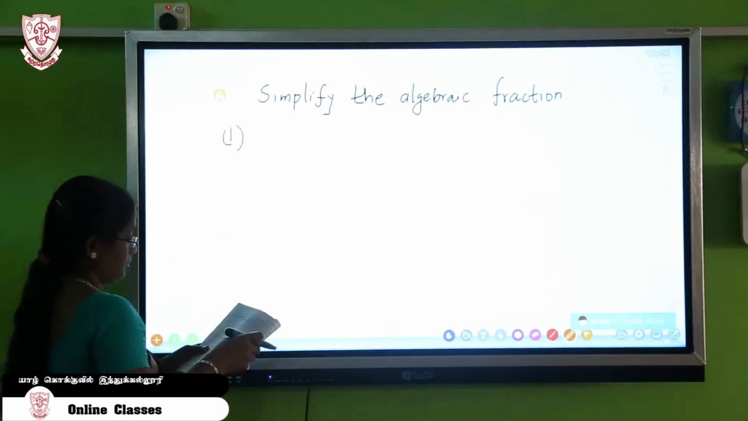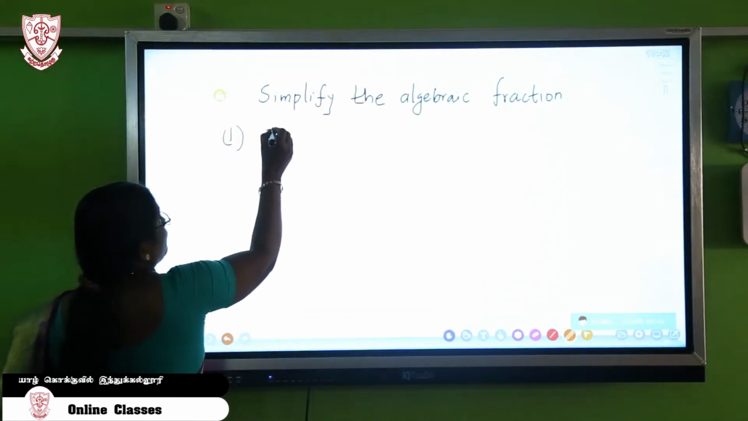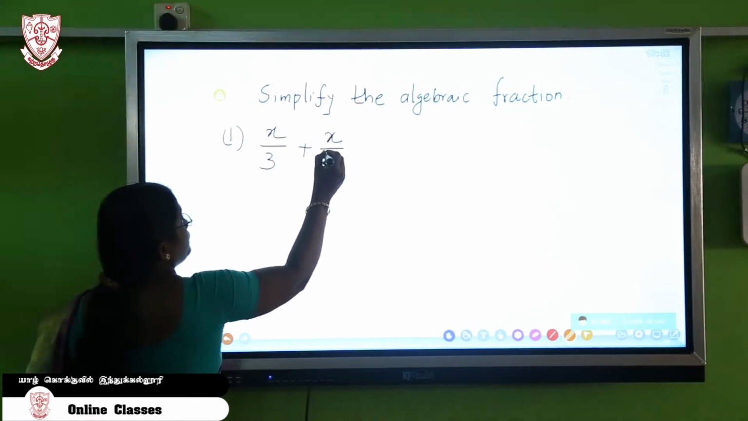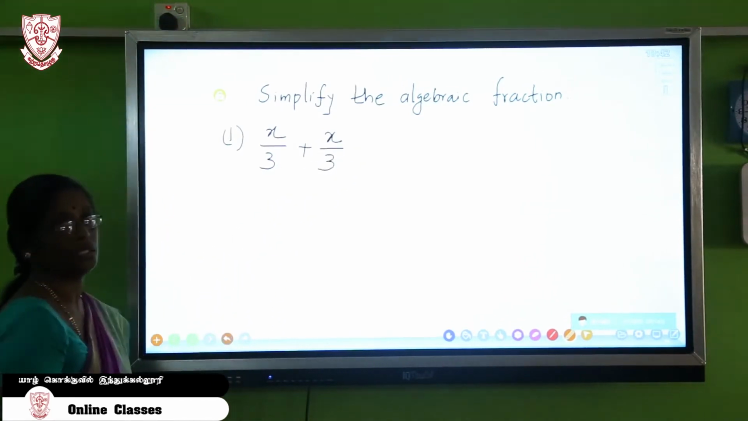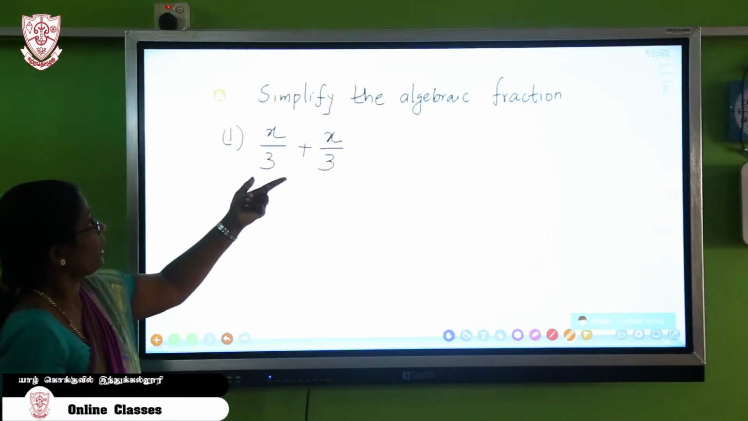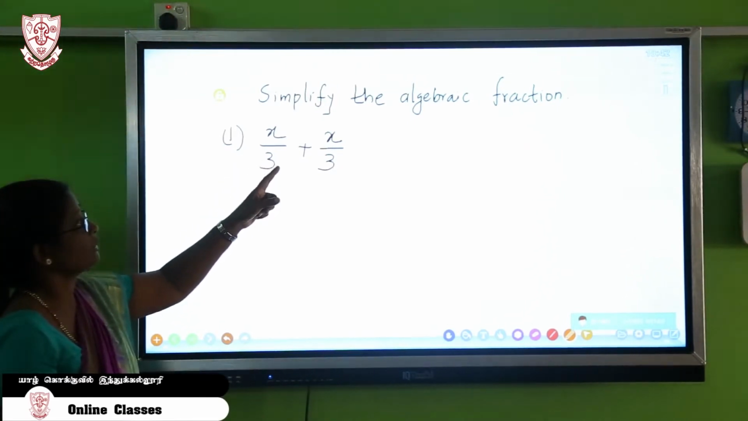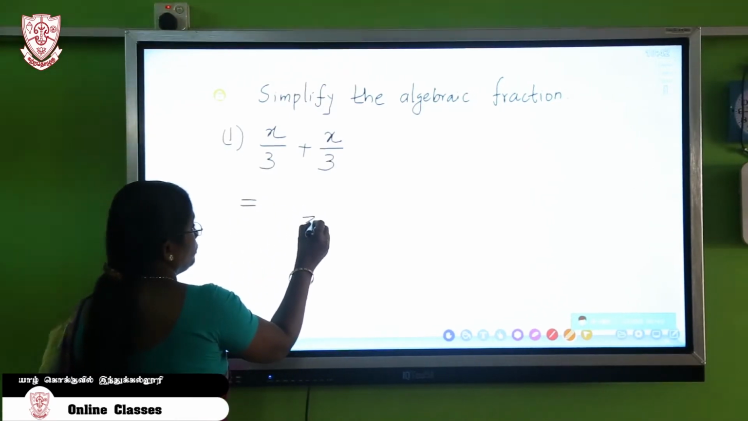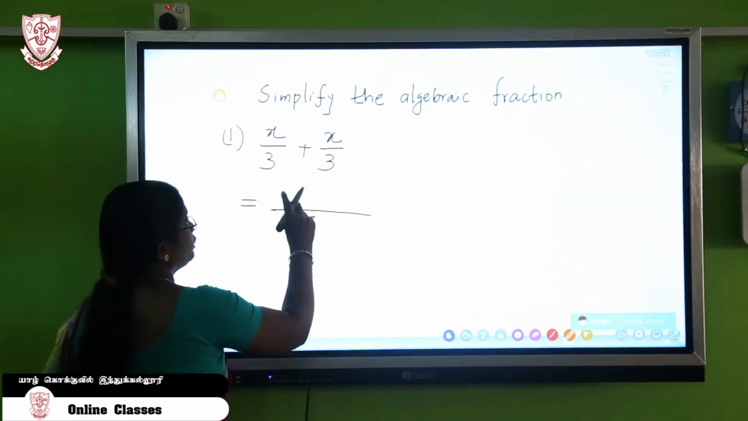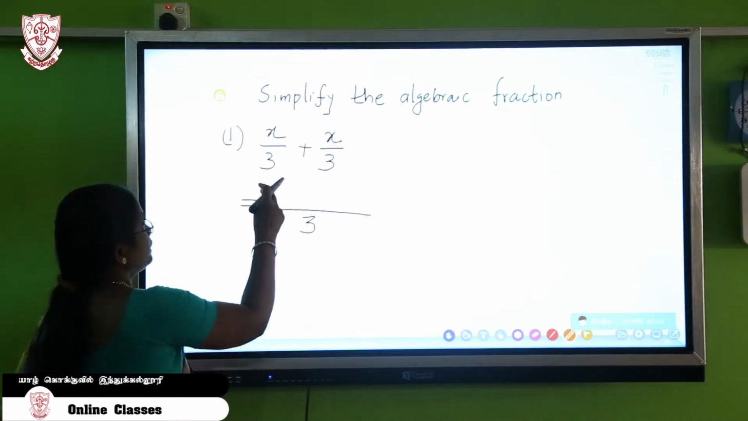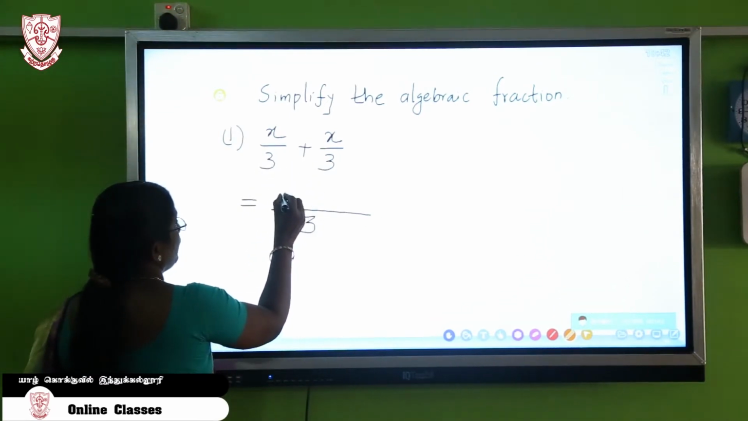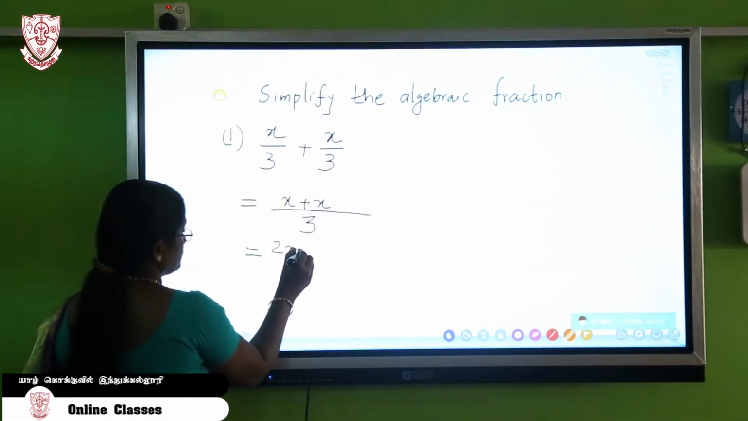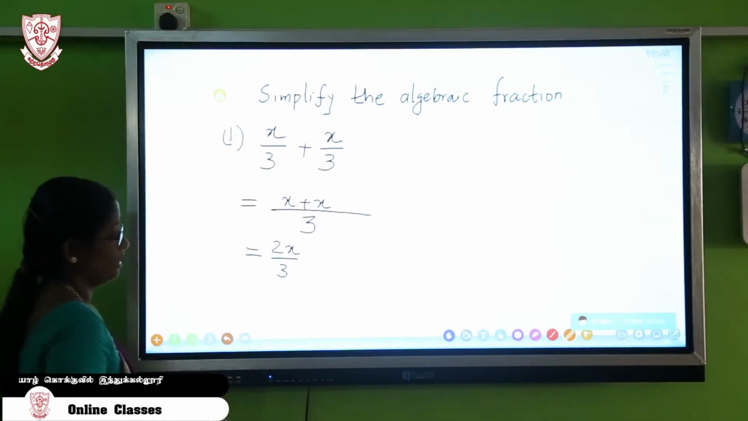Now we can simplify, for example, the algebraic fraction x by 3 plus x by 3. Here the denominators are equal, so we can simplify directly. Just as you simplify ordinary fractions, the same way you can simplify algebraic fractions. The denominators are equal, here 3, and then x plus x, you can add that, 2x by 3. So this is the answer.